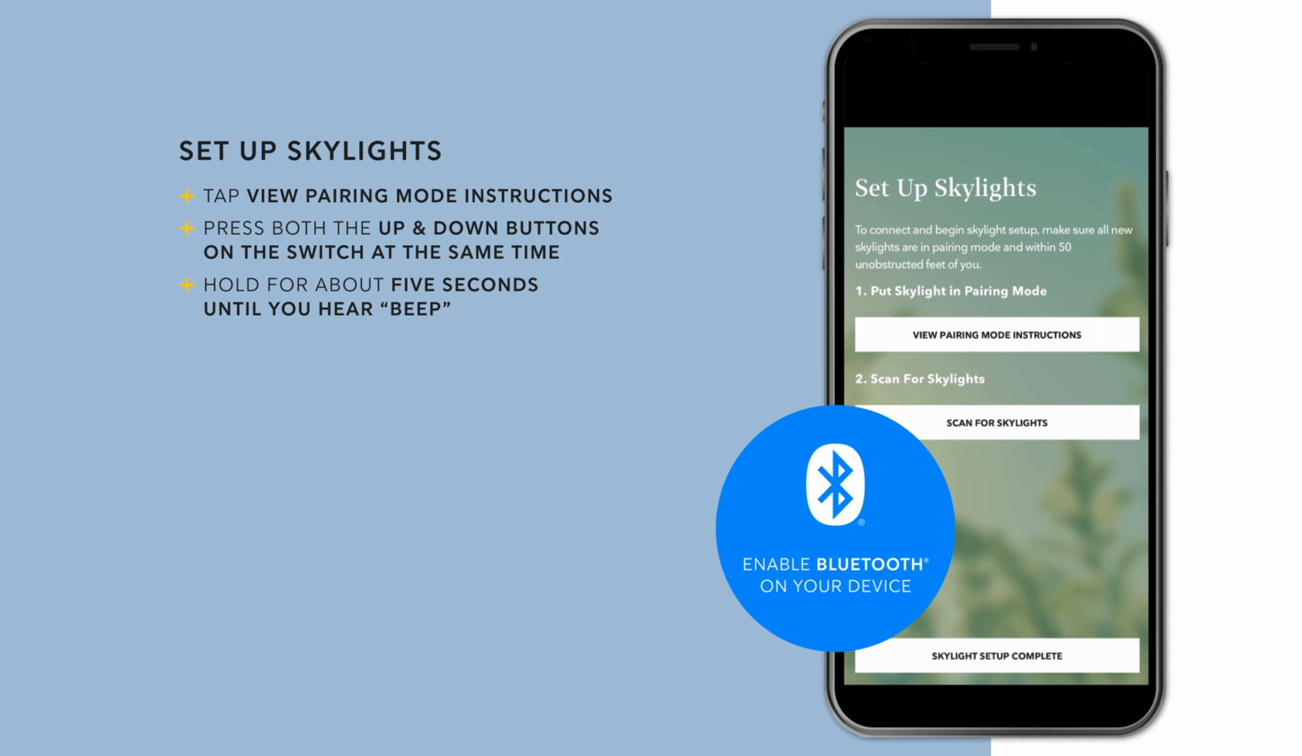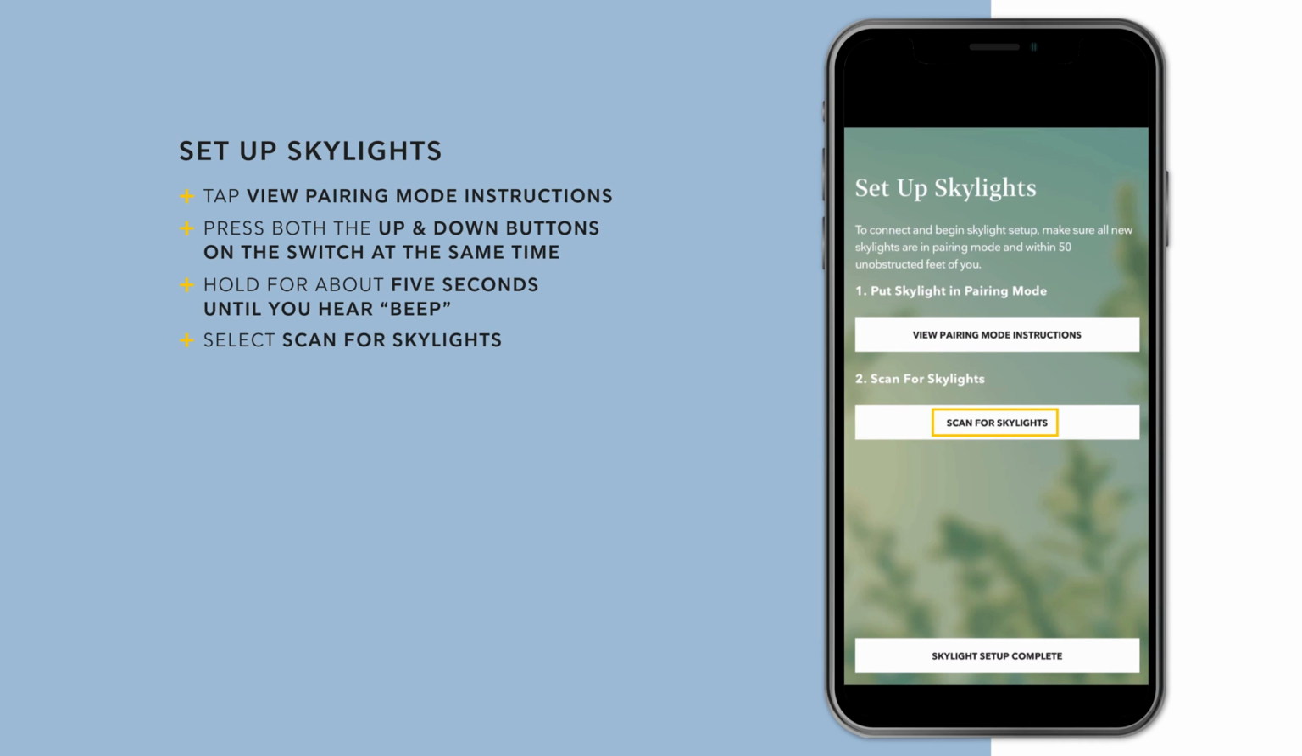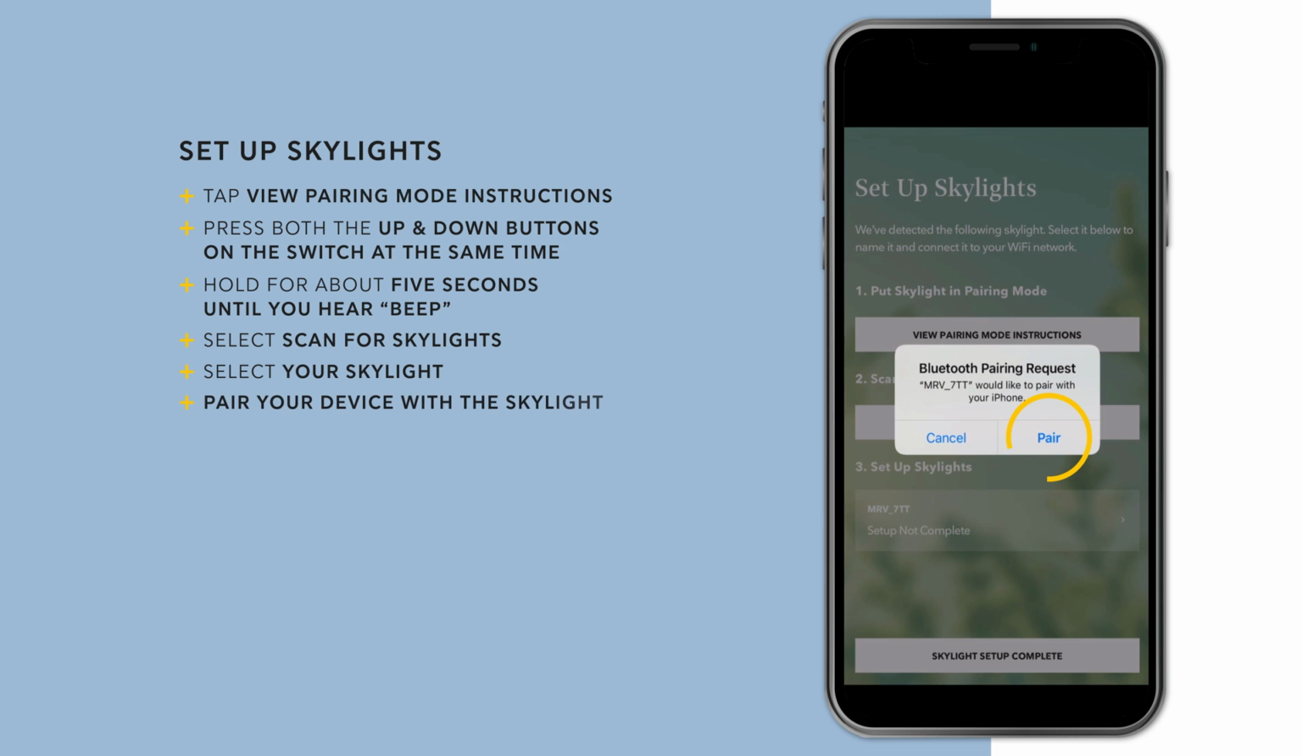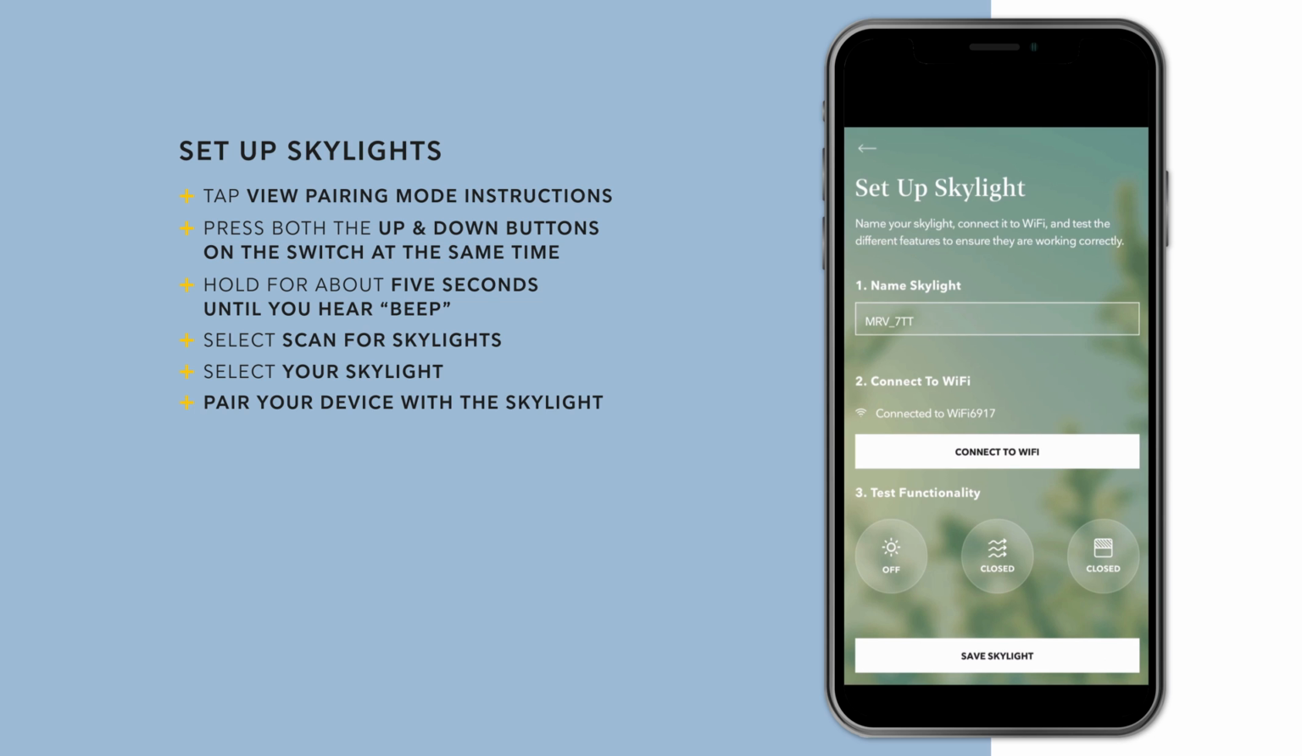Enable the Bluetooth on your device and select the Scan for Skylights button. Select your skylight. Accept the request from your device to pair with the skylight. When you hear the skylight beep twice, you'll know the pairing has been successful.